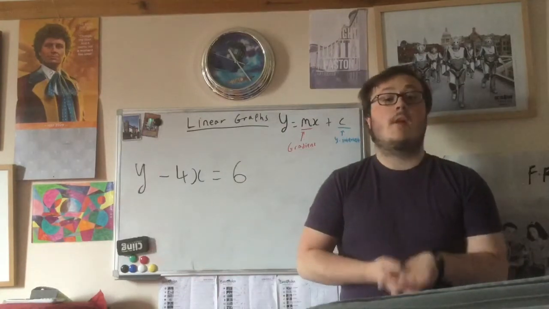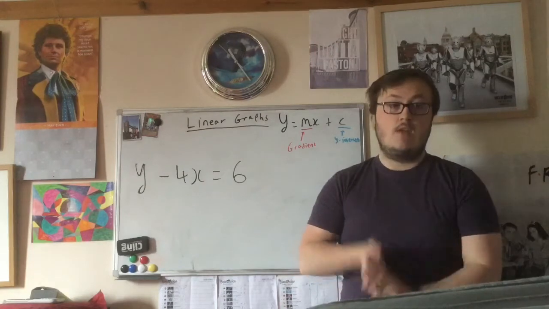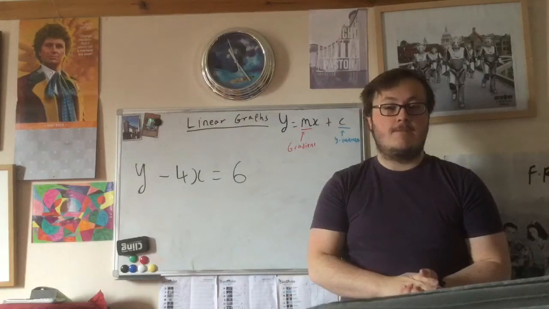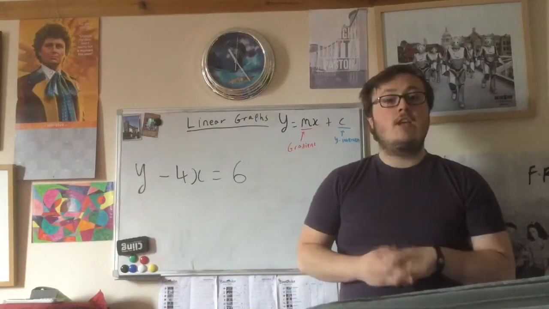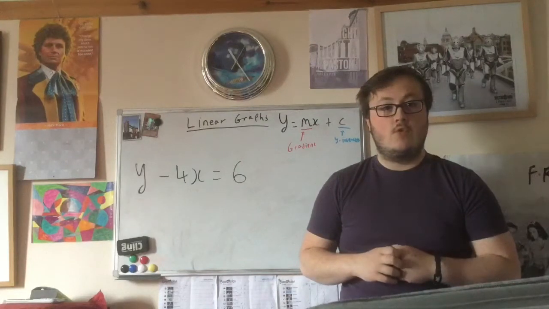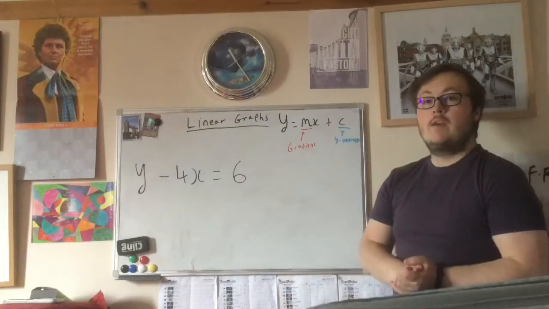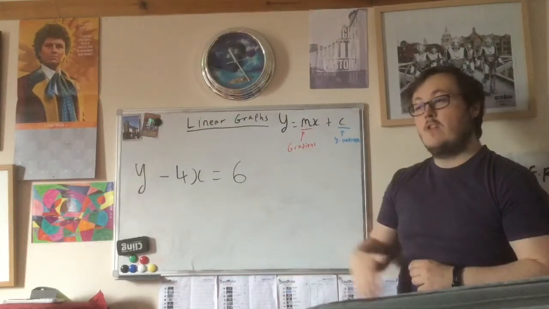Now, what about this equation? Y minus 4x equals 6. Now, many of you will automatically say that the gradient in this is negative 4 because it has a negative sign next to the number in front of the x. The one thing you need to know is whenever you're doing these kind of problems, you have to make sure that the linear equation looks identical to this one, which means that y has to be on one side and everything else has to be on the other.